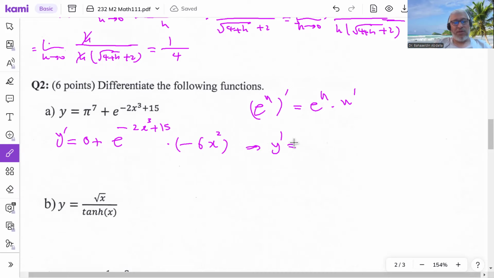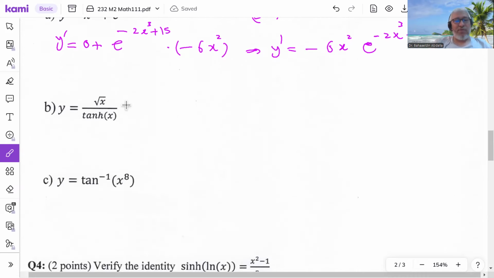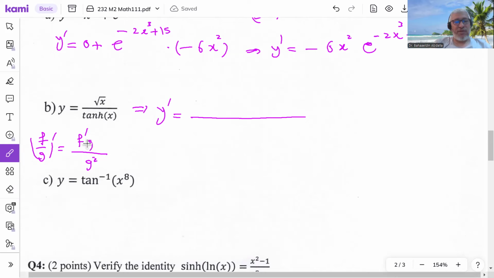So the final answer is negative 6x squared times e to the power negative 2x cubed plus 15. That's the derivative. Here I have a quotient, so I will use the quotient rule. So y prime is, the quotient rule says that the derivative of f over g is g squared in the denominator, then derivative of f times g minus f times the derivative of g.